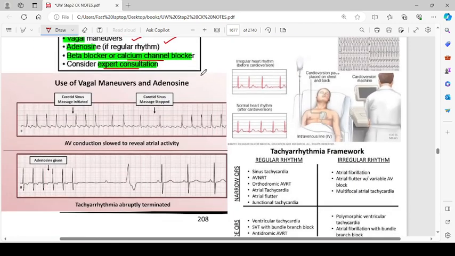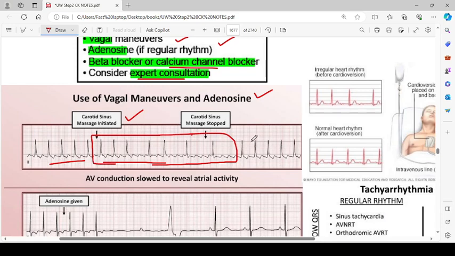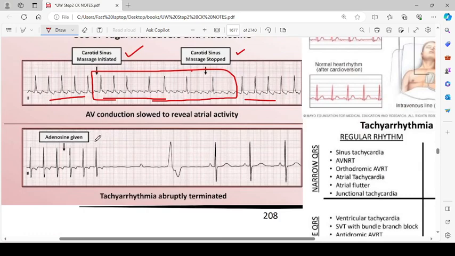Now here you can see the use of vagal maneuvers and adenosine. If you are doing carotid sinus massage, like this was tachycardia, after doing carotid sinus massage the heart rate decreased to this extent. This is the period when the tachycardia has been relieved, but the moment you stop the carotid massage, tachycardia comes back. But after you administer adenosine, the tachyarrhythmia is abruptly terminated and normal rhythm is attained. Okay.